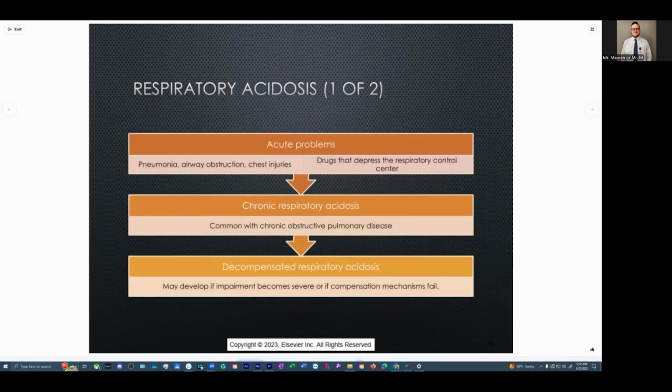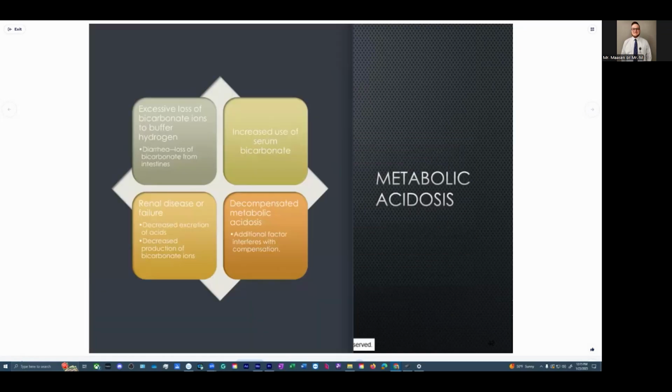So again, respiratory, let's go through these individually. Respiratory acidosis, pneumonia, airway obstruction, something like that, causing increases in CO2, causes increase in hydrogen. And we'll talk more about these in class. This is more common with COPD, any kind of obstructive disease. Metabolic acidosis is I'm losing too many bicarbs, diarrhea, losing it from my intestines, renal failure, can't get rid of the acids.